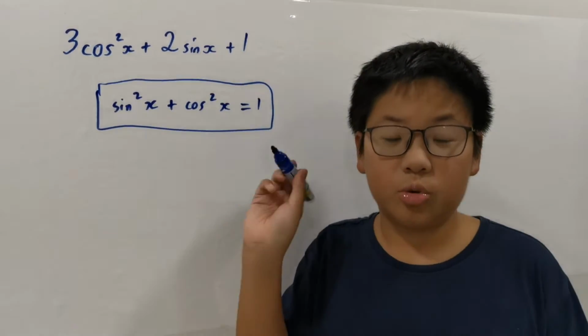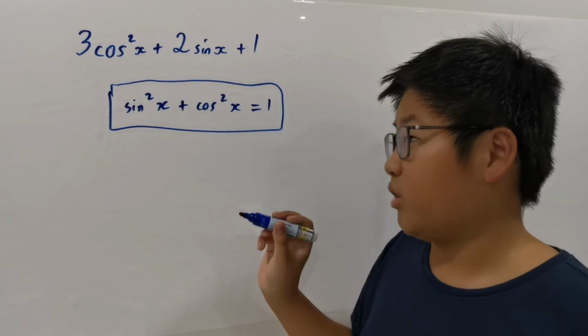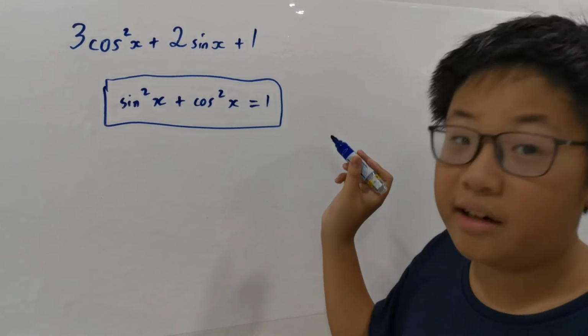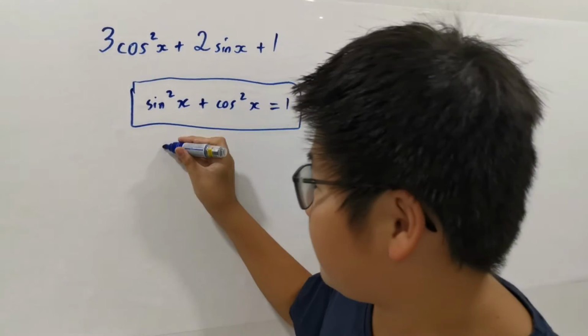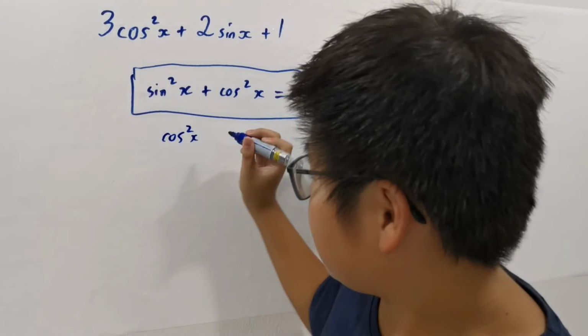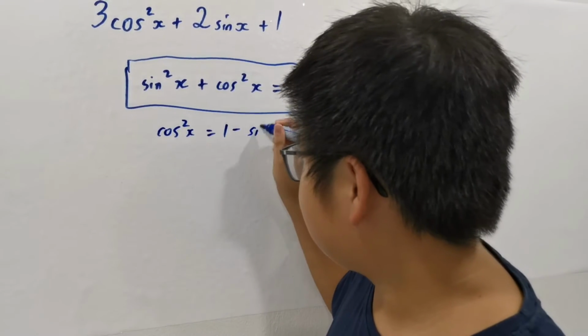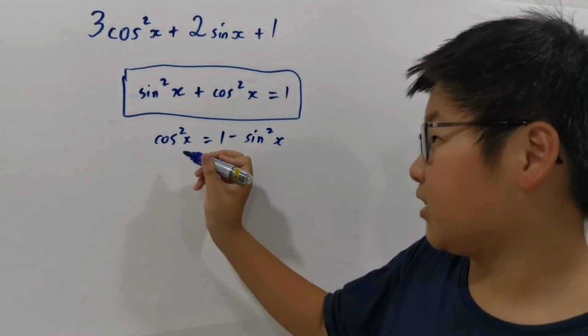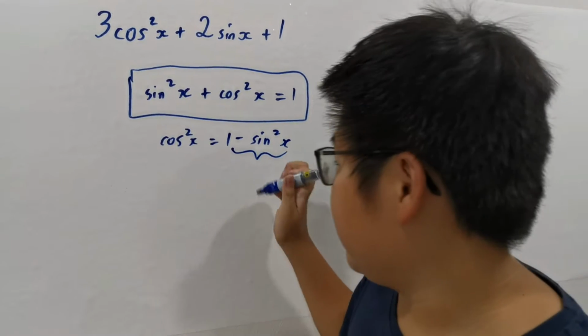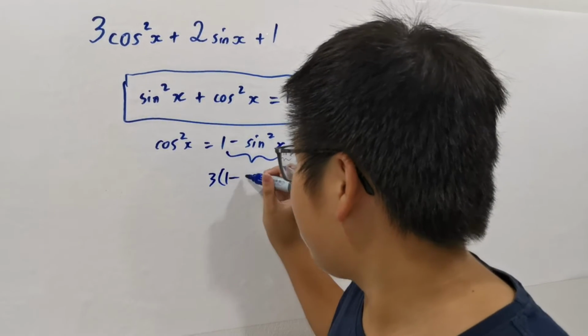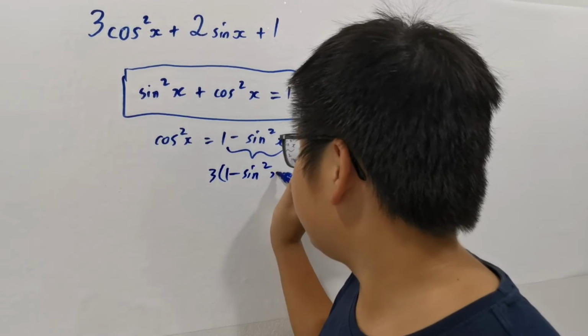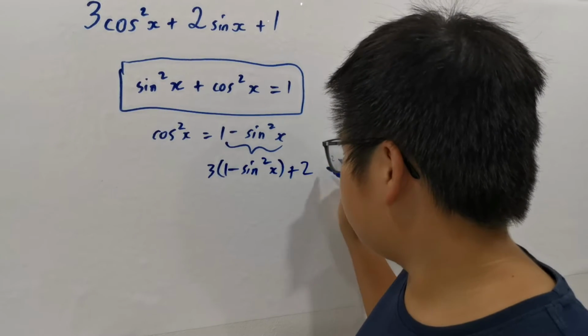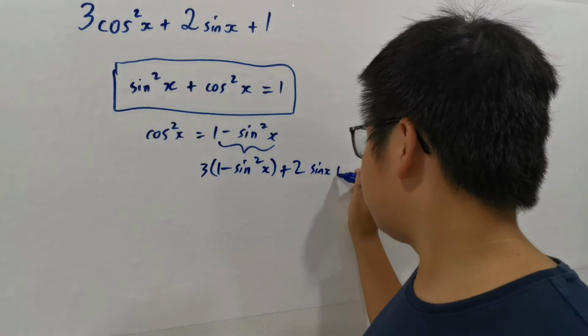Now, we need to make cos squared x the subject. What we can do is move sine squared x to the other side. Remember to switch its sign to become cos squared x equals 1 minus sine squared x. We can substitute cos squared x for this expression in here. So 1 minus sine squared x plus 2 sine x plus 1.